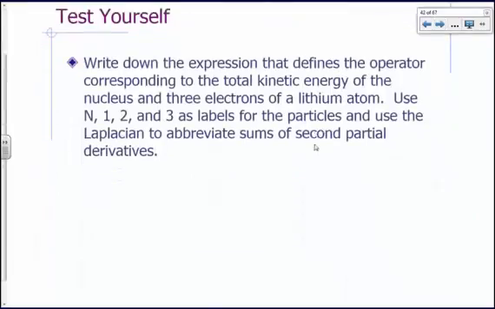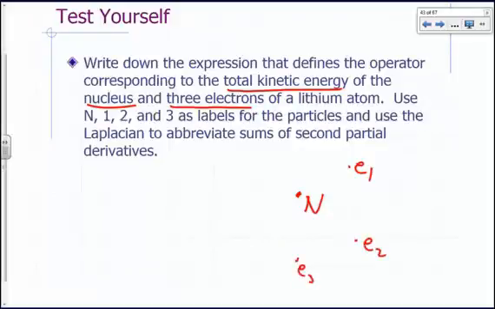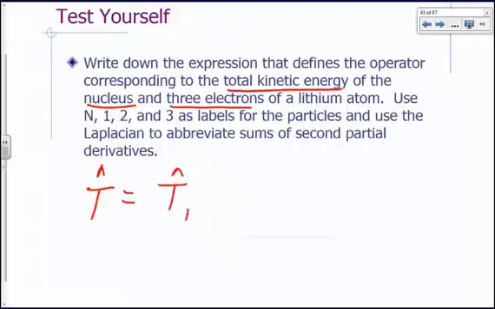Okay, so what's the expression that defines the operator corresponding to the total kinetic energy of the nucleus and 3 electrons of a lithium atom? So you have a nucleus, let's call that N, and electron 1, electron 2, and another electron, electron 3. A lithium atom has 3 electrons, right? And a nucleus. So what's the total kinetic energy? Total kinetic energy is just equal to the kinetic energy of the nucleus, plus the kinetic energy of electron 1, plus the kinetic energy of electron 2, plus the kinetic energy of electron 3.